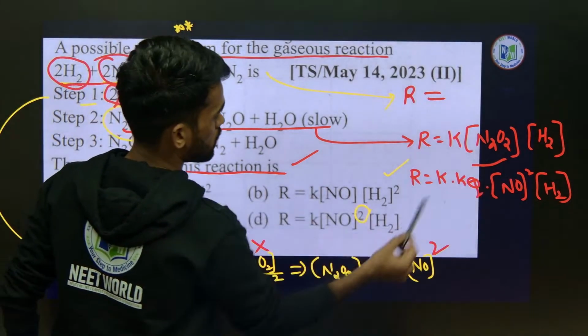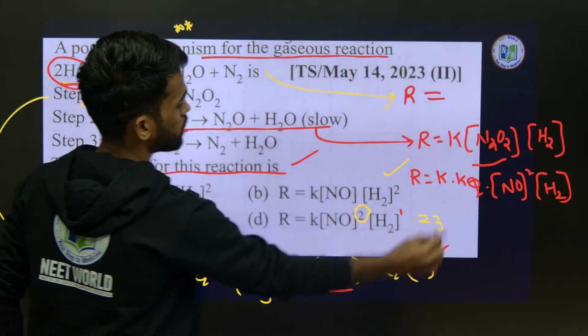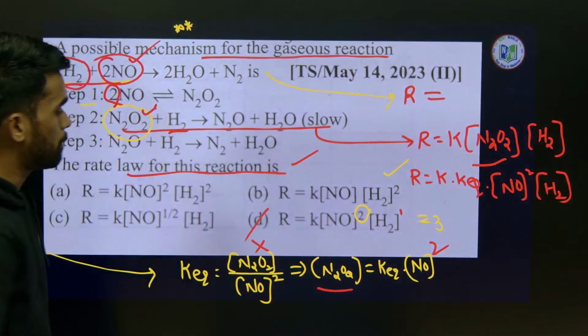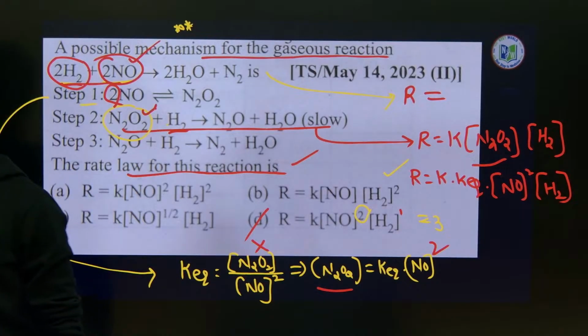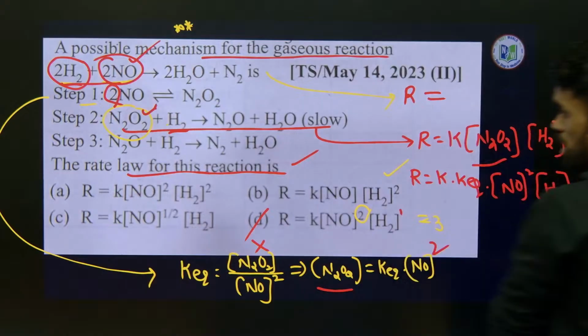And what will be the order with respect to H2? It is 1. So the total order of this reaction is 3. Okay, that's it. So option 4 will be the perfect answer for this particular question. Hope this discussion is clear without any confusion here.